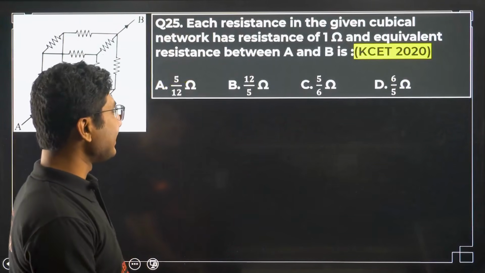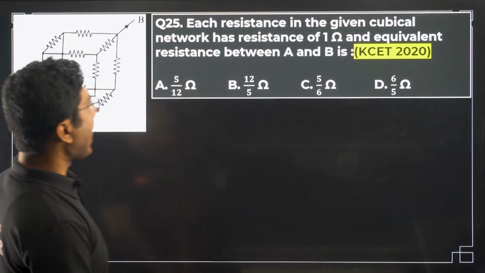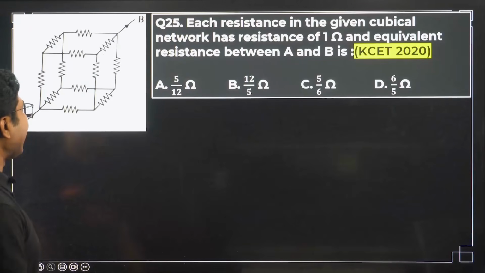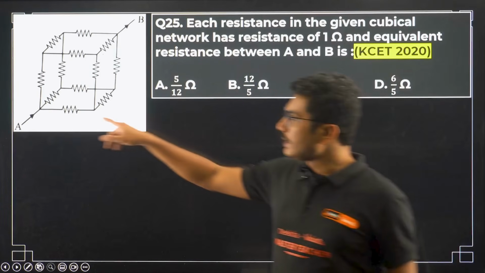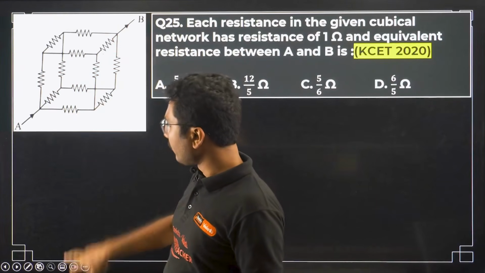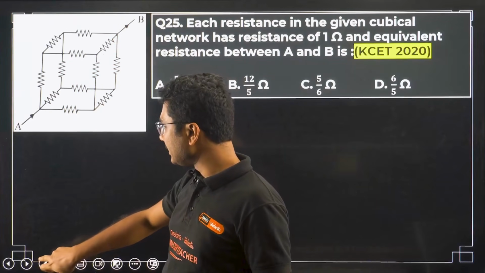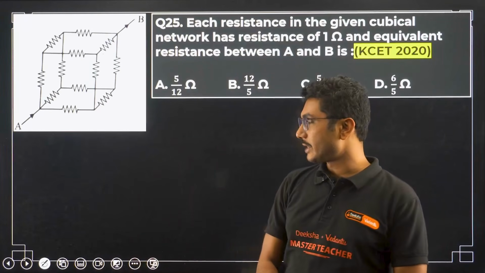Each resistance in the given cubical network has a resistance of 1 ohm. Find the equivalent resistance between A and B. This is a very interesting question. This is a cube, and each arm has 1 ohm resistance. For that, first of all you have to understand this is a symmetric circuit. That is the major part that you have to understand.